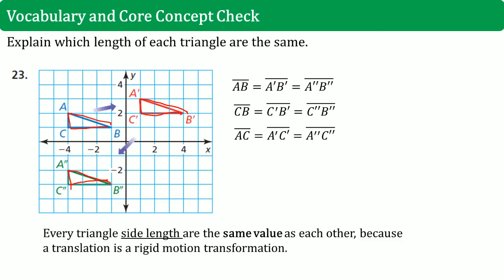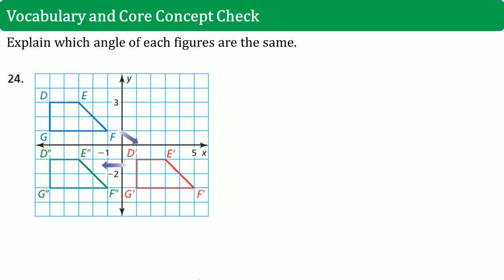Why is that? Because in every single triangle here, the side lengths are the same value as each other, because a translation is a rigid motion transformation. It keeps the lengths throughout the transformation. The size of the length did not change.